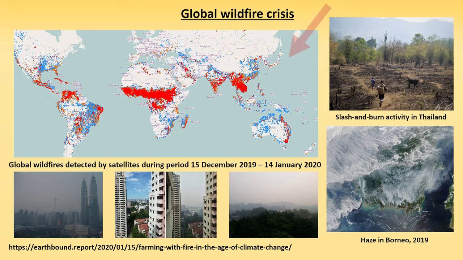Particularly on this map that demonstrates wildfires detected by satellites during the period from the middle of December 2019 to the middle of January 2020, the highest wildfire activity is related with areas where slash and burn is mostly widespread. Wildfires cause dense haze that negatively affects highly populated urbanized regions and aggravates ecological problems.